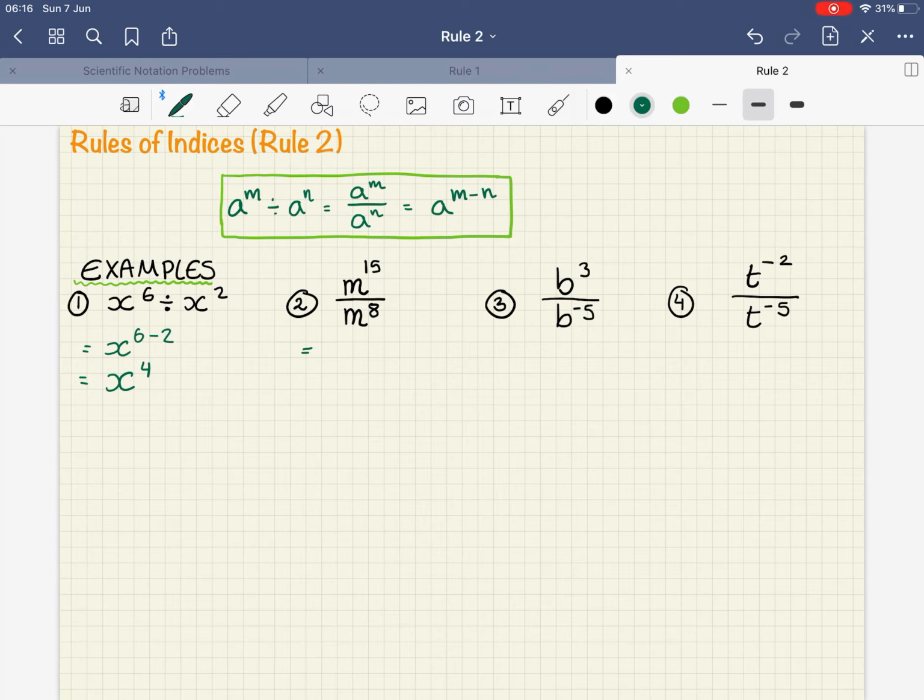So now we have it as a fraction, and a fraction is just a division. So I'm going to have m to the power 15 take away 8, which is just going to be m to the power of 7.